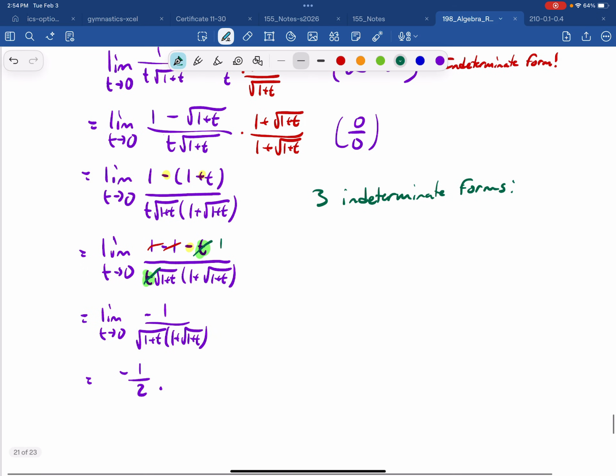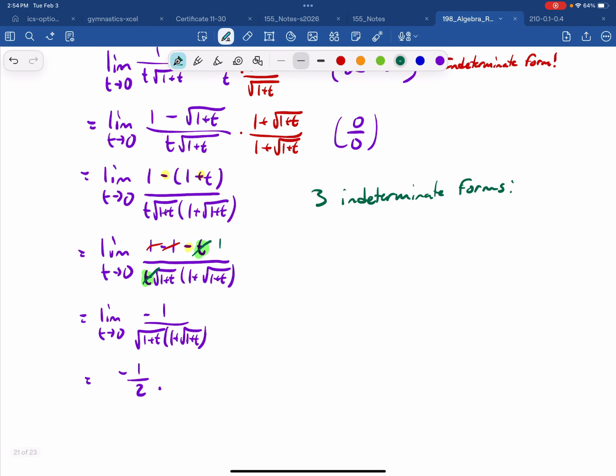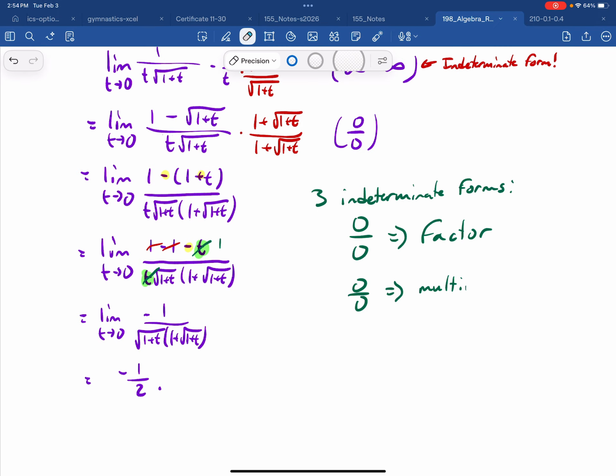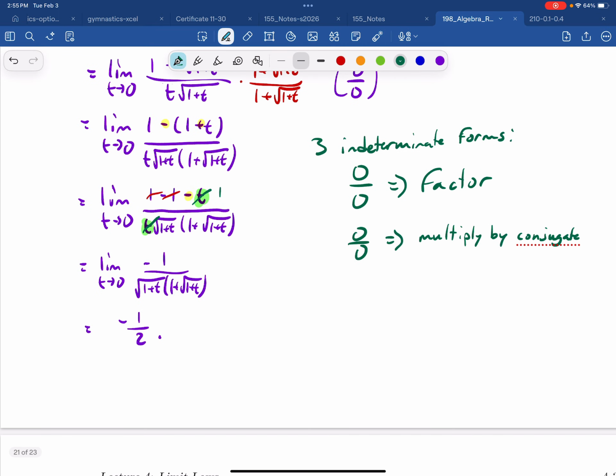Right, we have 0 over 0, meaning we need to factor. 0 over 0, meaning we need to multiply. Well, multiply by conjugate. Right, it's still 0 over 0, but it looks different. And then we have infinity minus infinity, and that implies use a common denominator.